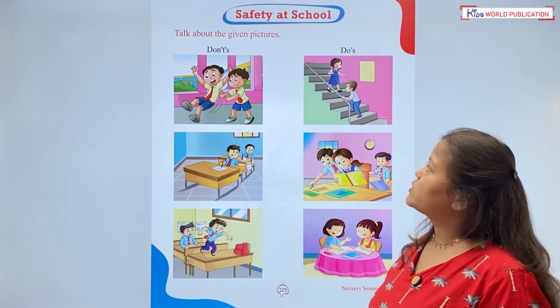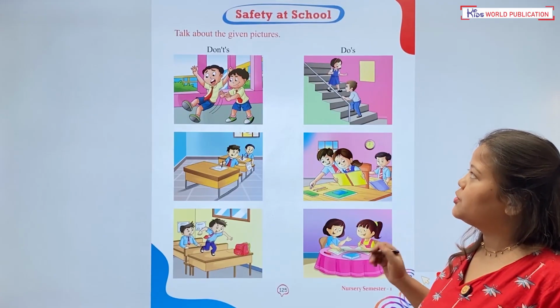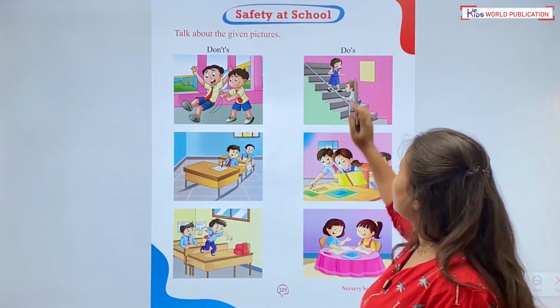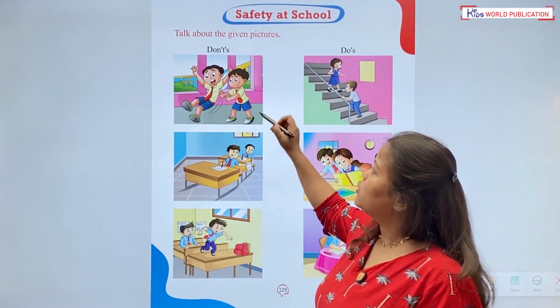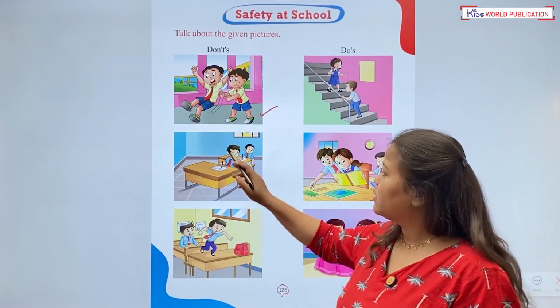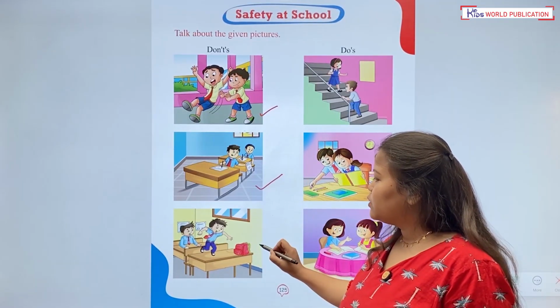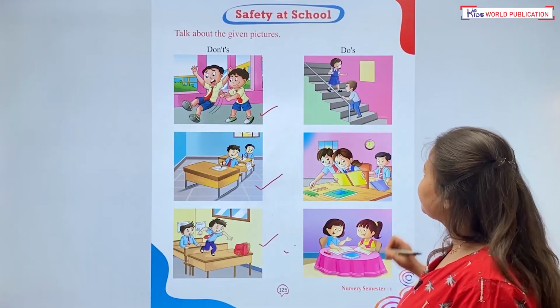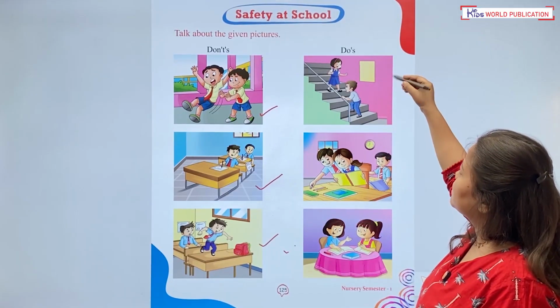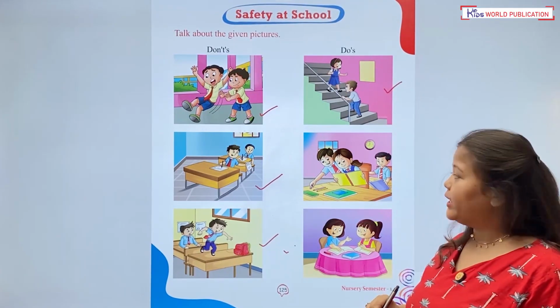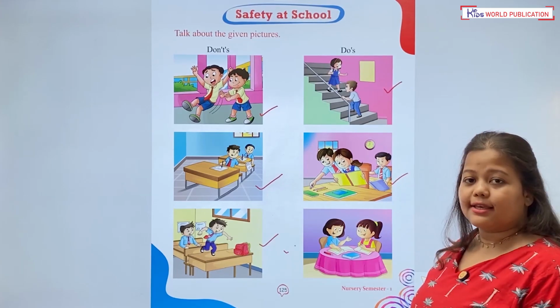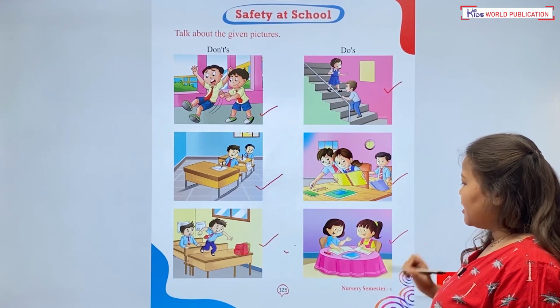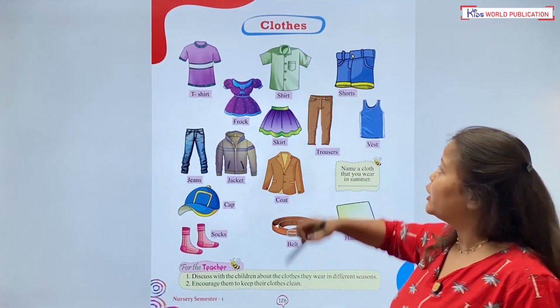Safety at school. Talk about the given pictures. Don'ts, do's. Don't push anybody. Don't cheat. Don't jump on desks. Do's. Use stairs carefully. Share things. Study together.